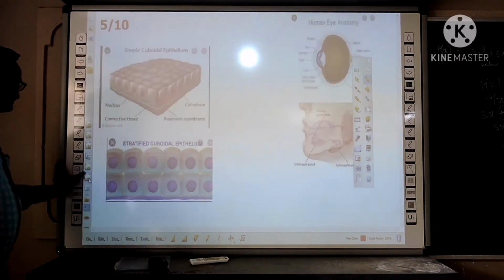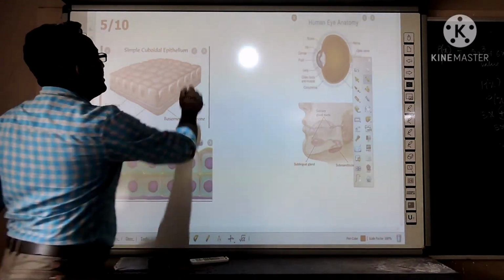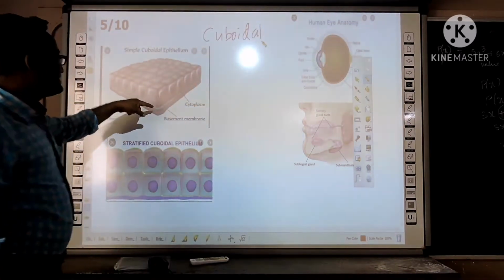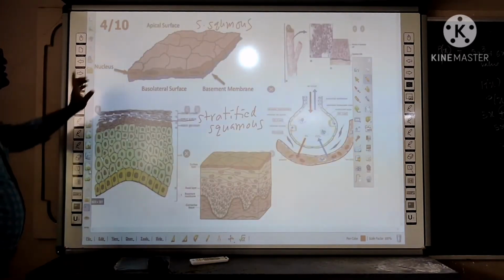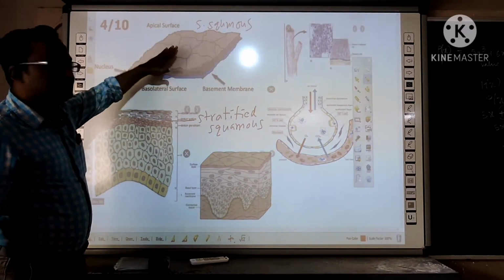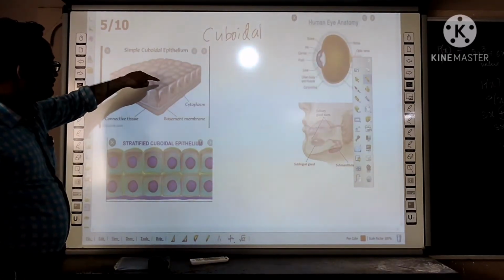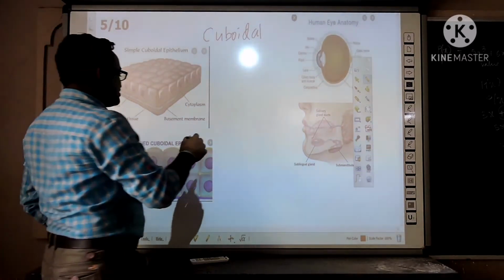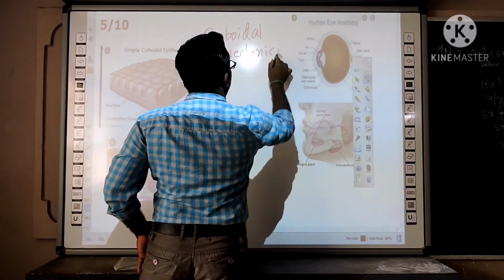Next one, cuboidal epithelial tissue. Cuboidal. Why is it cuboidal? The cell shape. If you observe the cell shape, they are in cube shape. If you see in squamous, simple squamous, the cells are flat. But in cuboidal, the cells are in cube shape. That's what is a cuboidal epithelial tissue. The cuboidal epithelial tissue's function is mainly mechanical support.